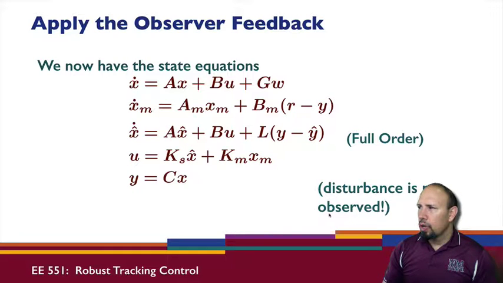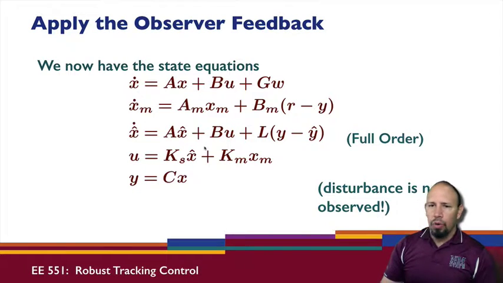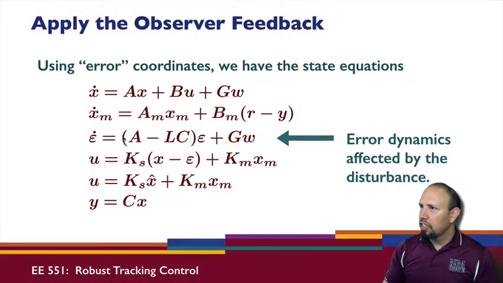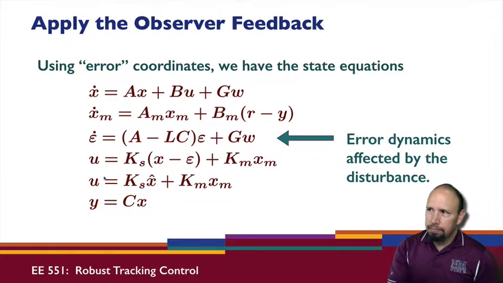When we put this system into the error coordinates, this is what we get. We have this extra term, that is, the error is actually affected by the disturbance. So this is an issue in this problem. We do have that situation occurring.